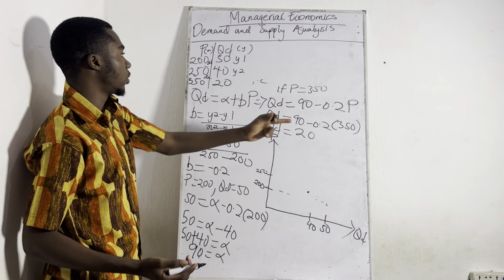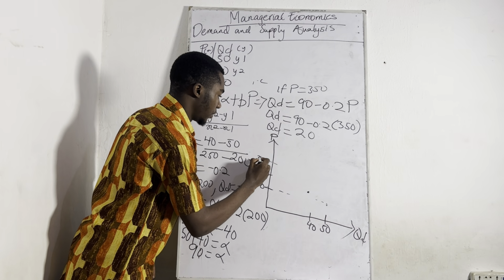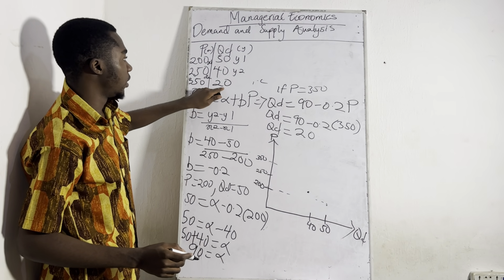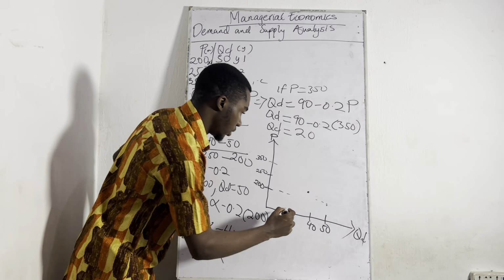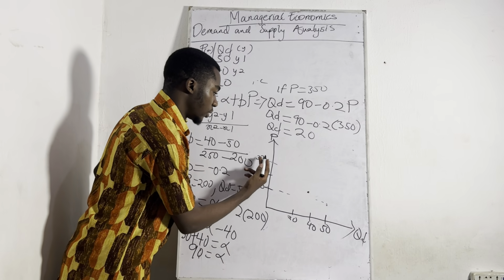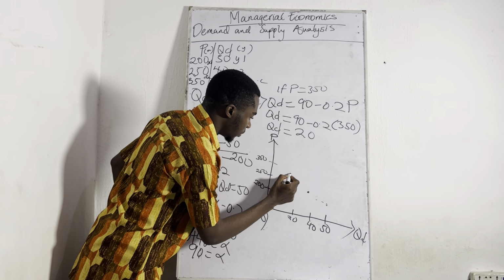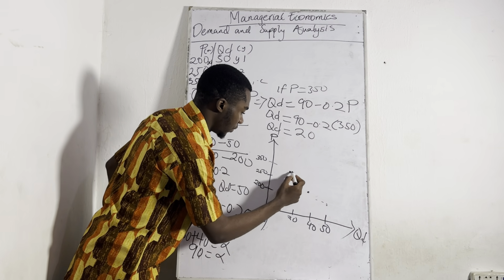Then the last one, which is what you just saw, when the price was 350, the quantity demanded was 20. You get it? So it's also at this side. So 350 and 20, when you trace it, it should be somewhere here.